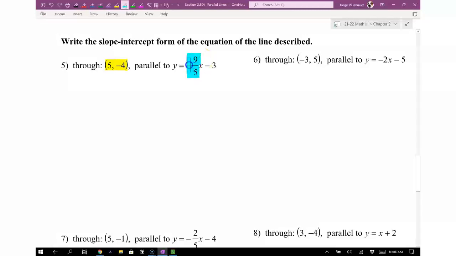This is the slope that I'm going to use. Okay, since they told me this thing is parallel, I'm going to use negative 9/5 as my slope. Because it has to be parallel. Oops, that's not a 9/5. And then I'm going to use this point. Because they gave that to me.